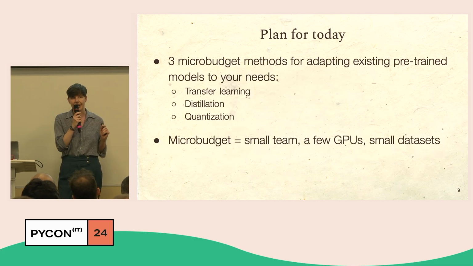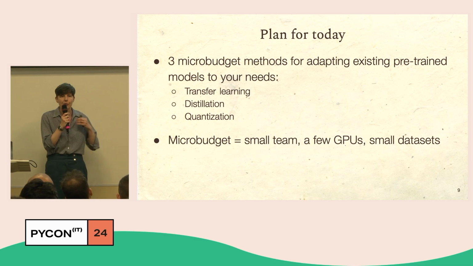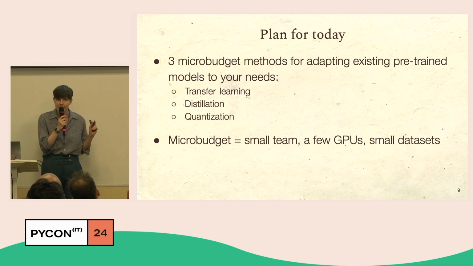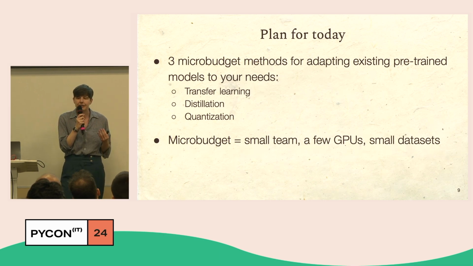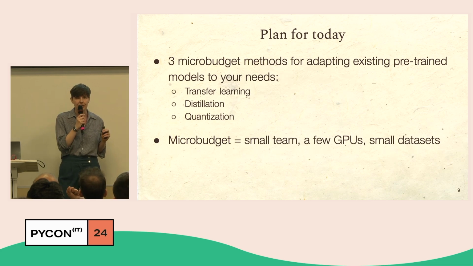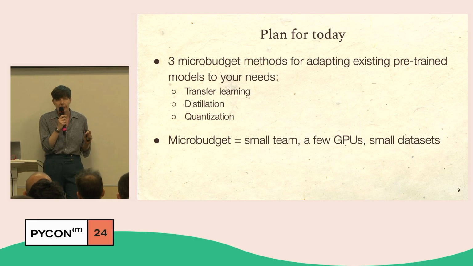And that is why today we want to talk to you about 3 proven micro-budget methods for adapting an existing model to your needs. The first one will be transfer learning, an oldie but goldie, where you want to take an existing model trained on some task and make it work for a different task. The other 2, distillation and quantization, are all about taking a large model and turning it into something smaller, more manageable. All of these methods are micro-budget friendly, meaning they're suitable for small teams, at most a few GPUs with small data sets.